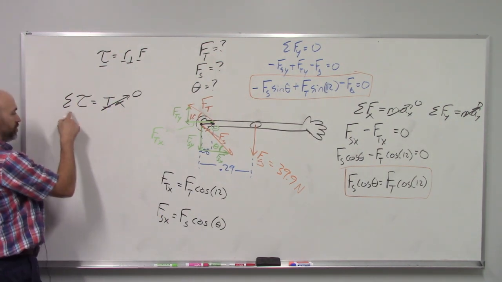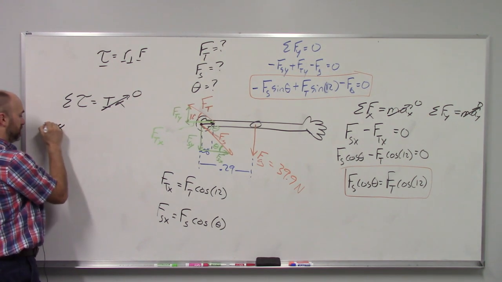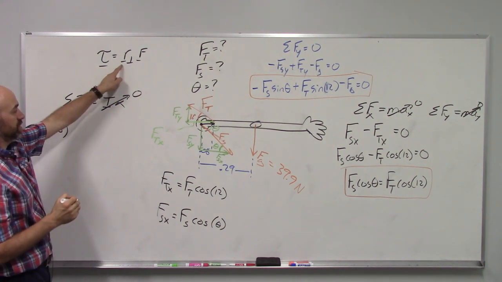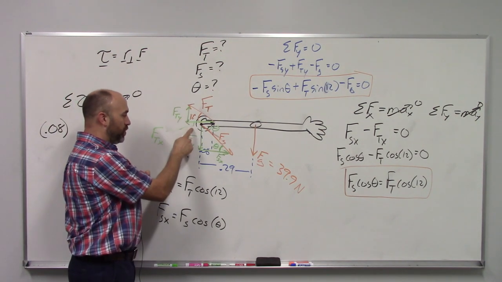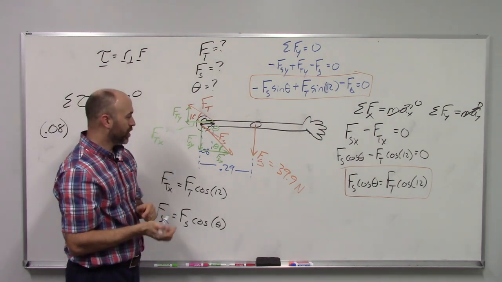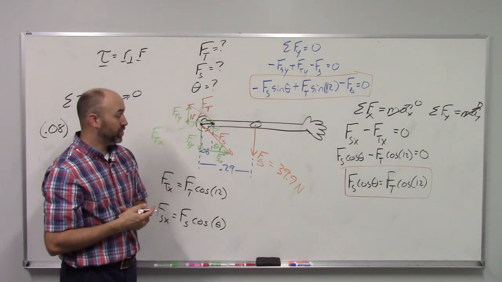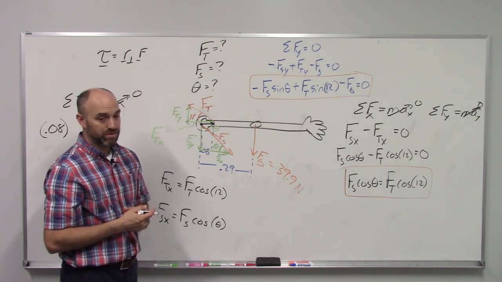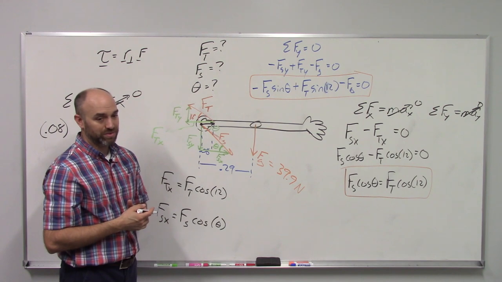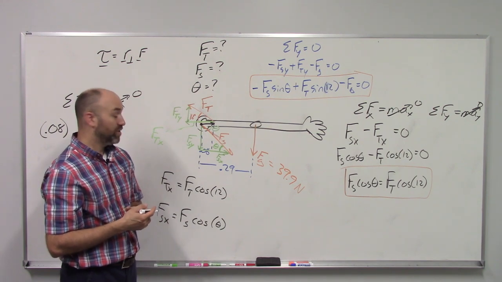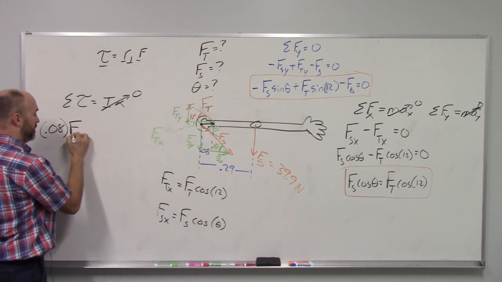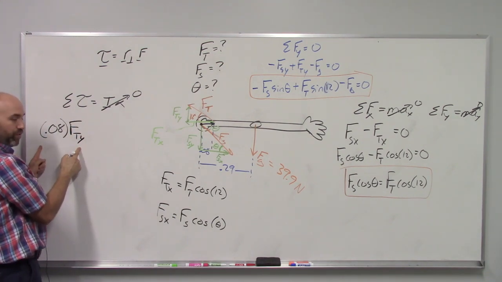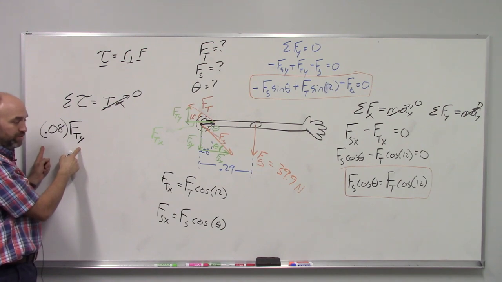So the first torque is going to be 0.08, that's the radius, times the force. Now, which one of these forces, the Y component or the X component, which one of those is perpendicular to the radius? Y or X? Y. Yes, the Y component is. So we're going to multiply this times FTY, and that'll be our first torque. Now, something we haven't addressed yet is, is this positive or negative?